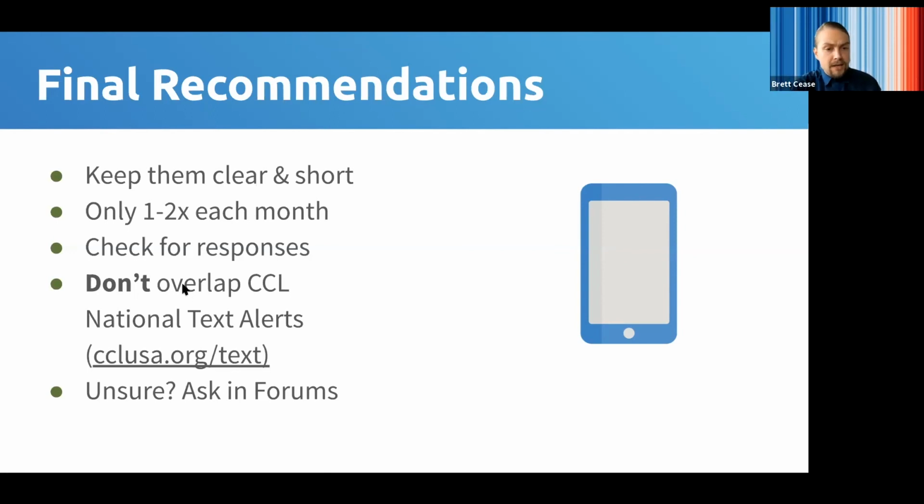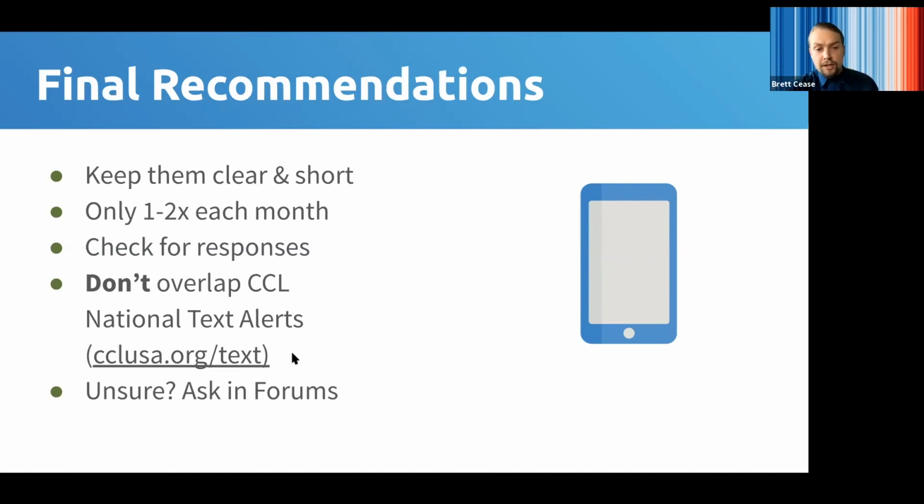And then the last thing that we want to encourage you to do is not to overlap with CCL National Text Alerts. For example, with this Senate action campaign right now, CCL National is already handling that. So it's going to be confusing for a user if they're getting both a reminder from national and your local group to do the same thing. It's going to frustrate the user. They're most likely to probably even opt out of one or both of them because they can't figure out which stream to manage. Why am I getting the same redundant message?